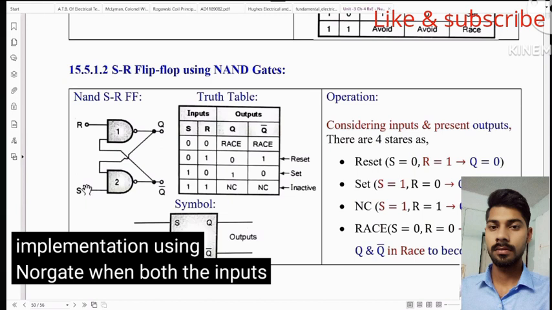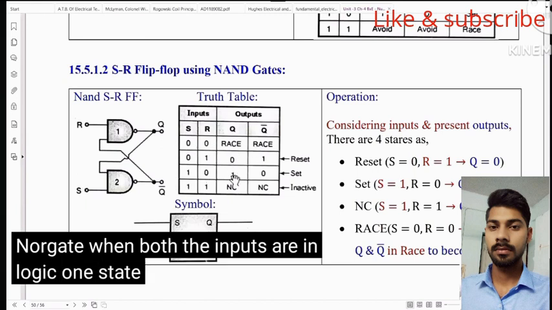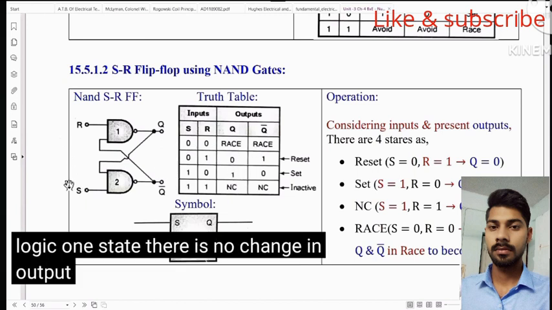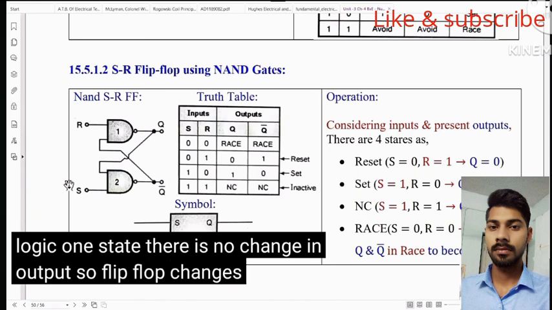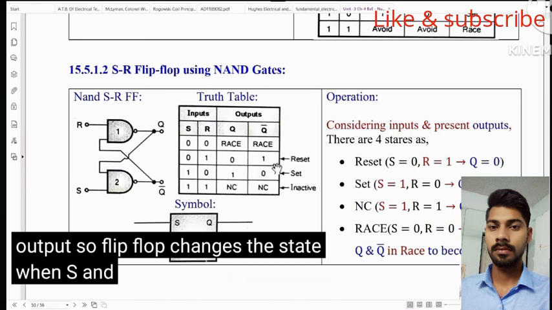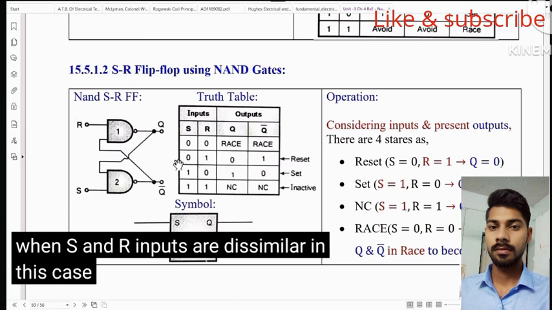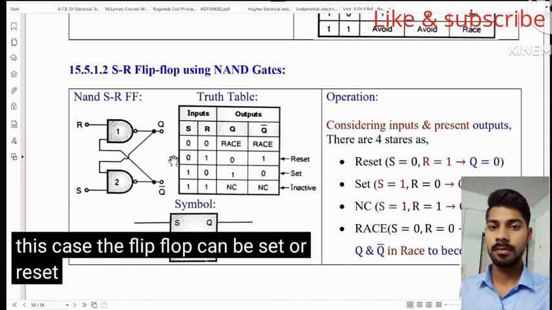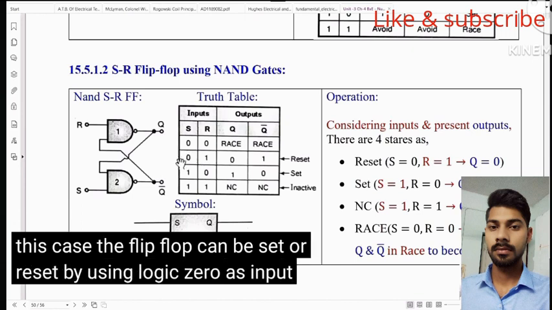When both the inputs are in logic 1 state, there is no change in output. So the flip-flop changes the state when S and R inputs are dissimilar. In this case, the flip-flop can be set or reset by using logic 0 as input.